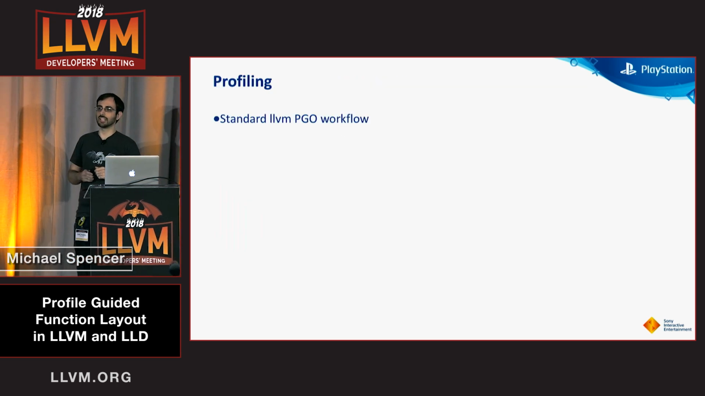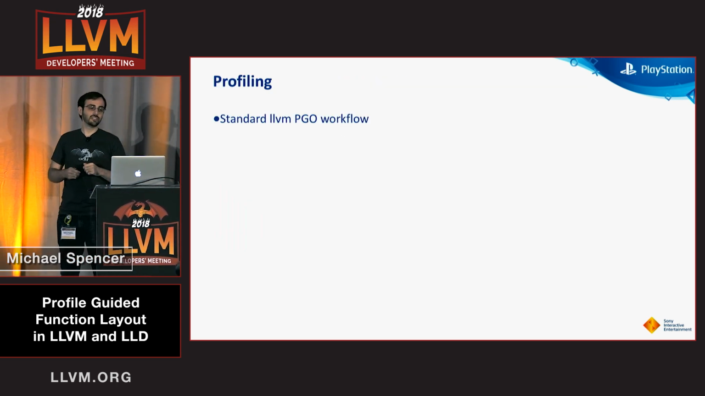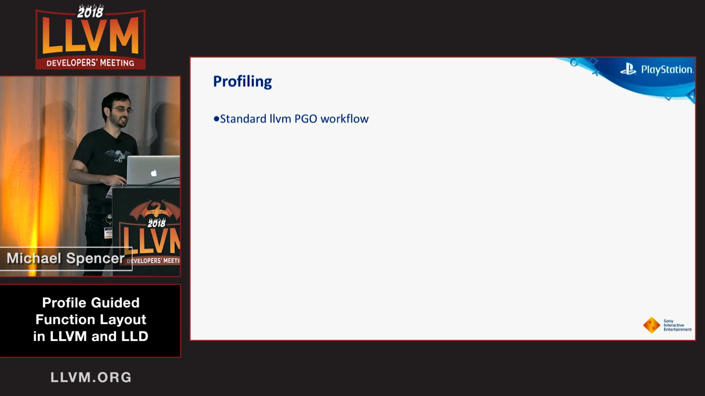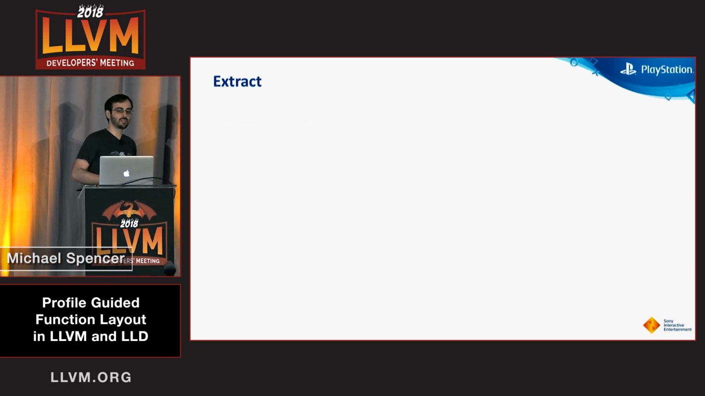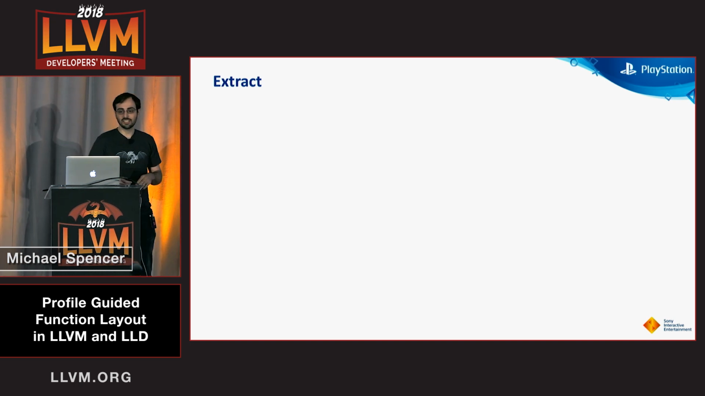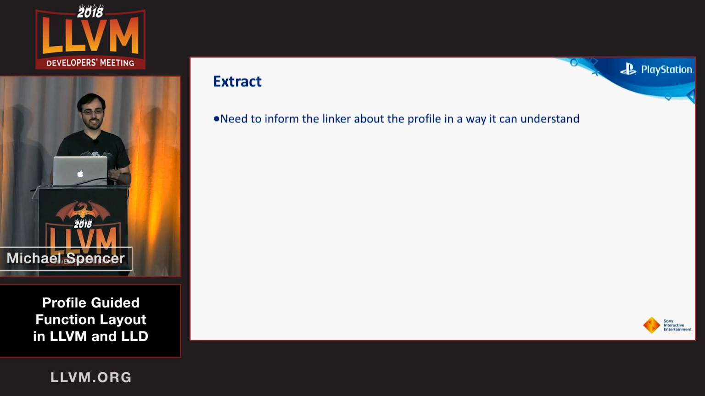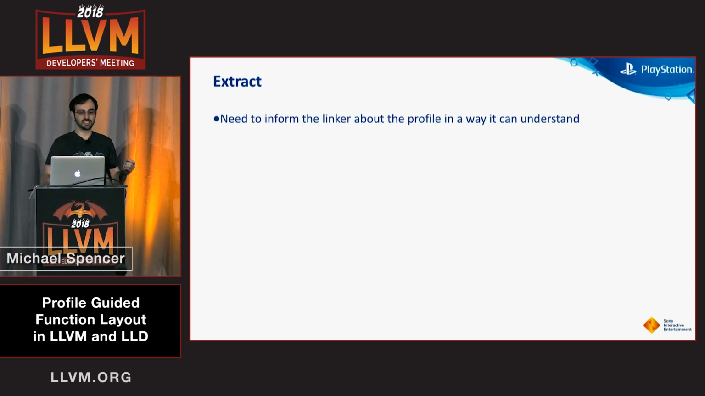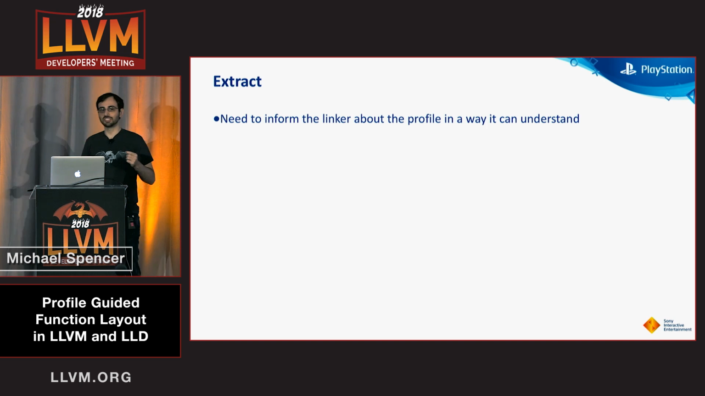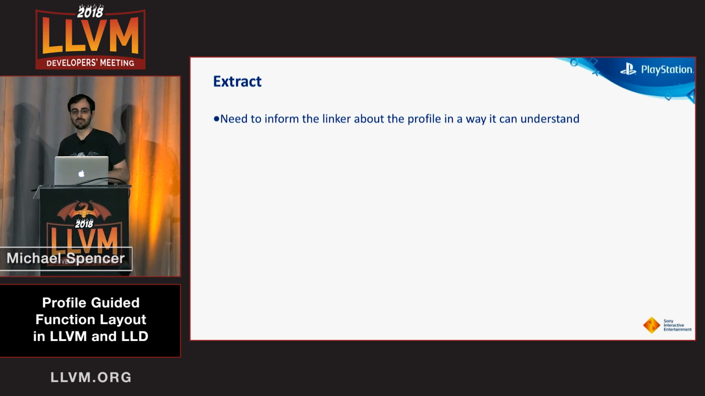Let's take a closer look at these steps. In the first step, profiling, this is just your standard LLVM PGO workflow. If you're doing PGO today, then this just works, nothing needs to change. The next step is to extract. Here, we need to tell the linker about the profile in a way it can understand. And linkers don't know about functions. They only know about sections, symbols, and relocations.